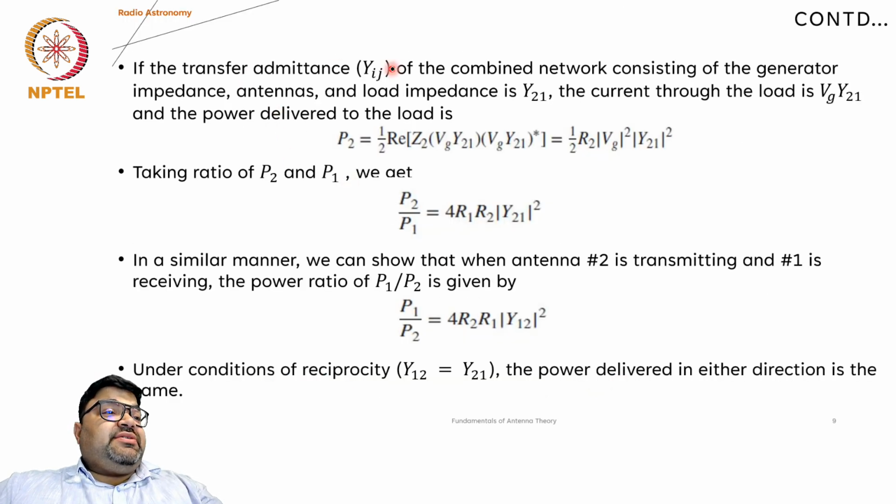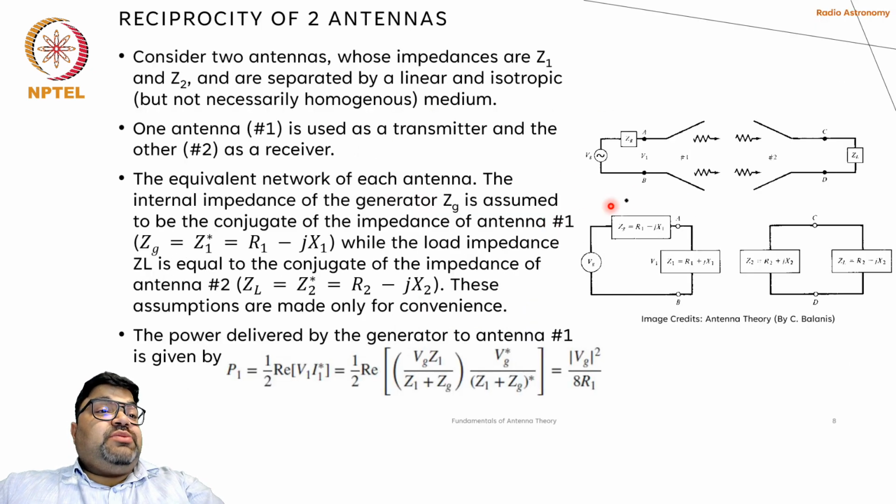And if the transfer admittance of the combined network, consisting of the generator impedance, antennas and load impedance, is Y21, the current through the load is VG Y21, and the power delivered to the load is given by this. Taking the ratio of P2 and P1, we get 4 R1 R2 |Y21| whole squared. Now what is Y21? It is for this one.